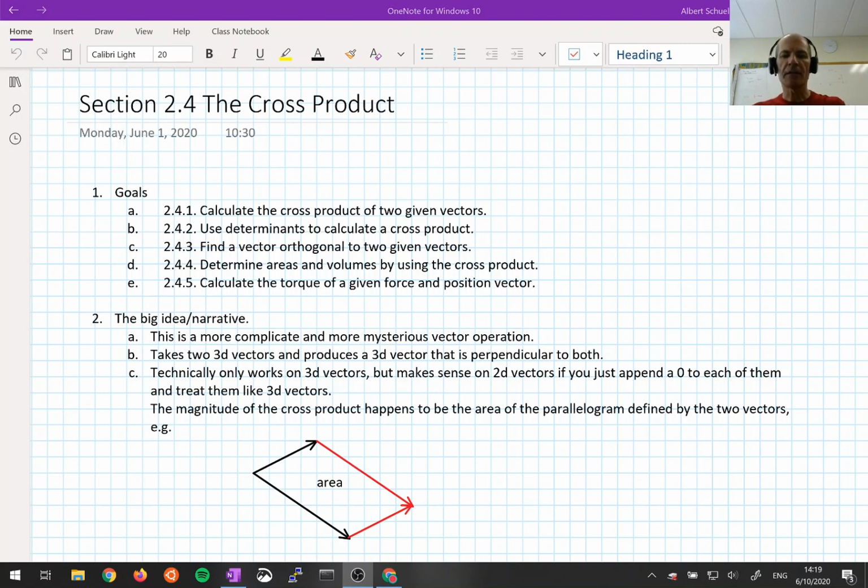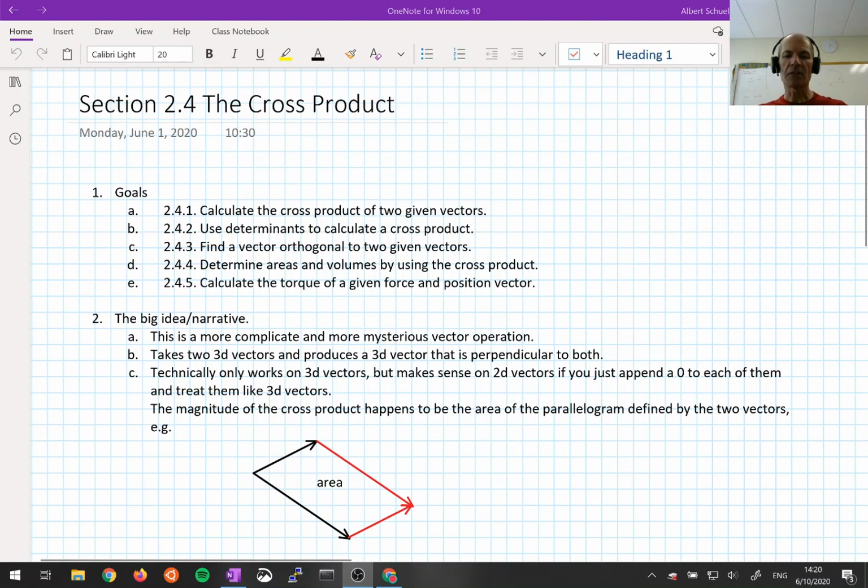Okay, the big idea here is we've got this more complicated, more mysterious vector operation, at least when you compare it to the dot product, that takes two three-dimensional vectors and produces a three-dimensional vector that is perpendicular to both. The cross product technically lives only on three-dimensional vectors. It only works on 3D vectors. But it turns out to work in an intuitive way on two-dimensional vectors if you just append a 0 to each of the two-dimensional vectors and then perform the regular 3D cross product. It actually gives you a sensible result.